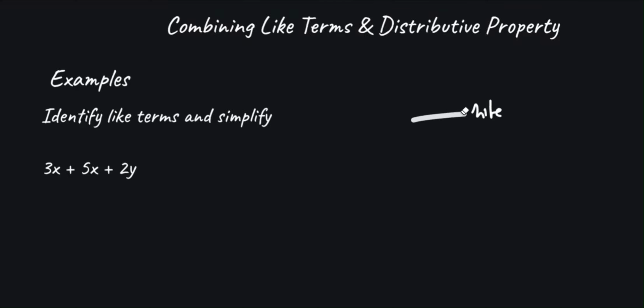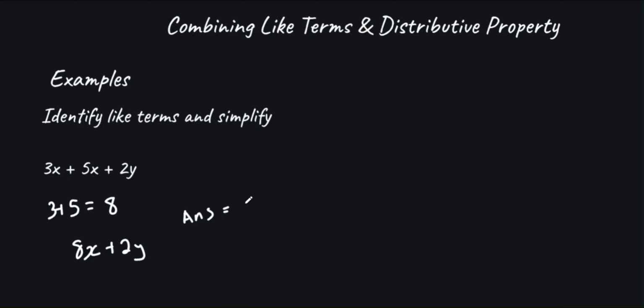So let's now go back to our question. 3x plus 5x plus 2y. And the like terms here would be 3x and 5x. So if we're combining like terms by addition or subtraction, we're just going to add coefficients. So this is 3 plus 5, which gives us 8. So we have 8x. The 2y, there's nothing else that adds to y, no other like term. So we keep that one as 2y. So our answer would be 8x plus 2y.